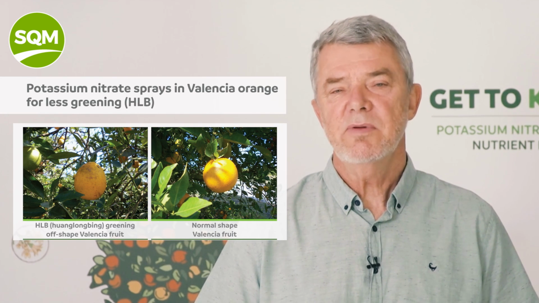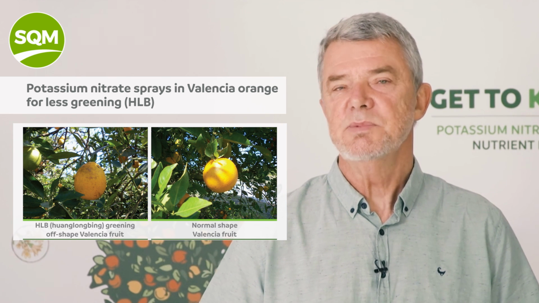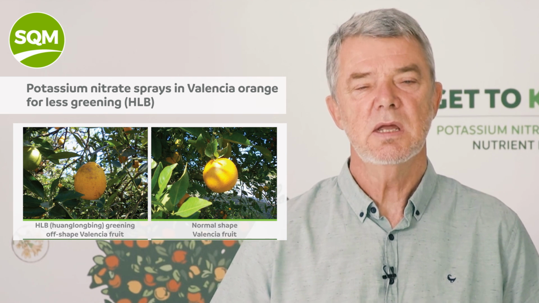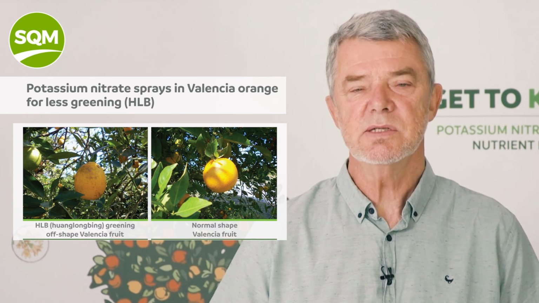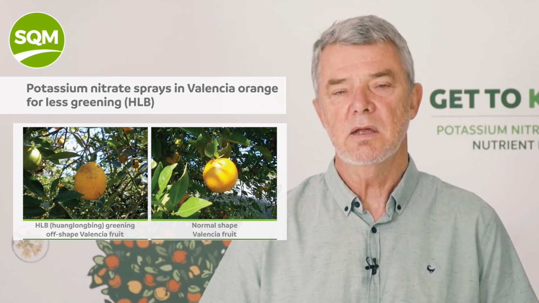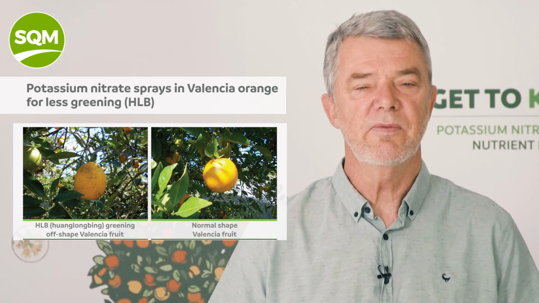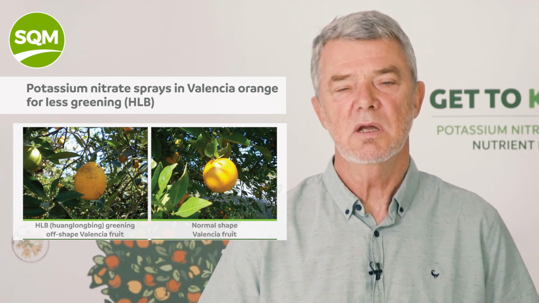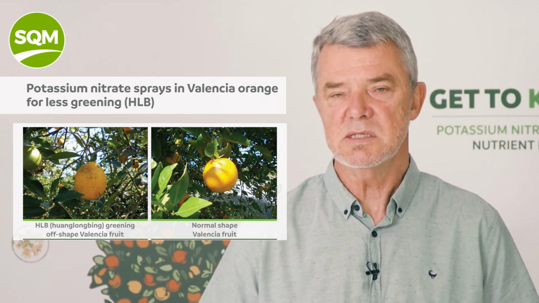A disease prevalent in the world, and worse in some areas than others, is the HLB virus. It has been shown that sprays with potassium nitrate or potassium nitrate cocktails decrease the symptoms of the HLB virus, by regenerating phloem cells and allowing photosynthate transport. You can see these two pictures of an HLB-affected fruit and a normally shaped Valencia fruit.